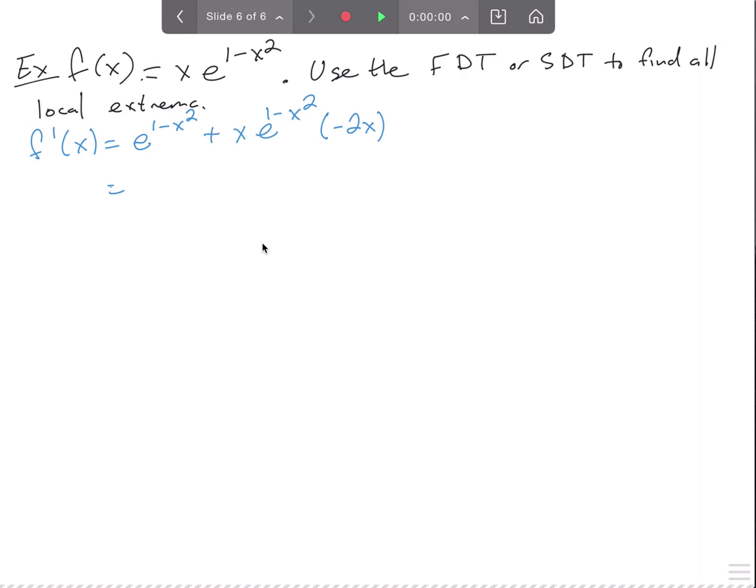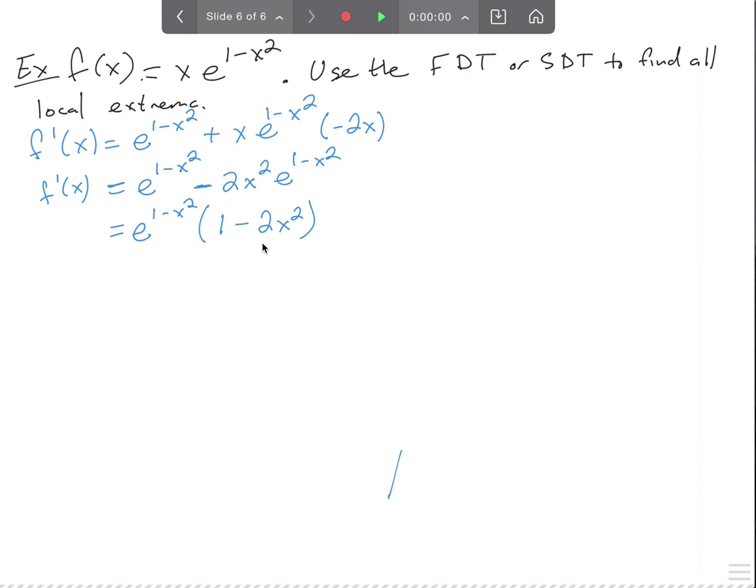So then, let's simplify this a little bit. So how about we combine the x's. So this is going to be minus 2x squared e to the 1 minus x squared, right? So, now what should I do? Yeah, factor out e to the 1 minus x squared, because it's common to both, right? So then 1 minus 2x squared on the inside, right? And so that's what I want to set equal to 0.